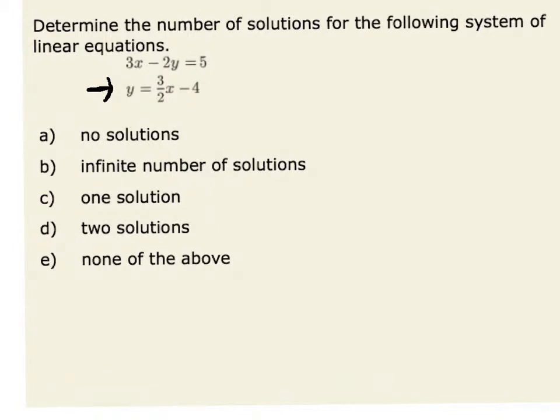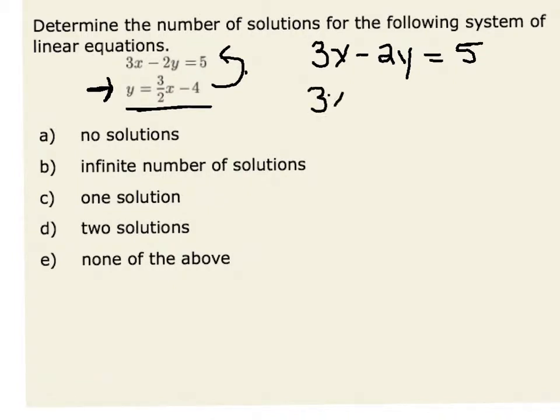In the substitution method, we are going to substitute our second equation into our first equation. I have 3x minus 2y is equal to 5. Substituting in that y is equal to 3/2 x minus 4, I'm going to get 3x minus 2 times 3/2 x minus 4. That is still equivalent to 5.